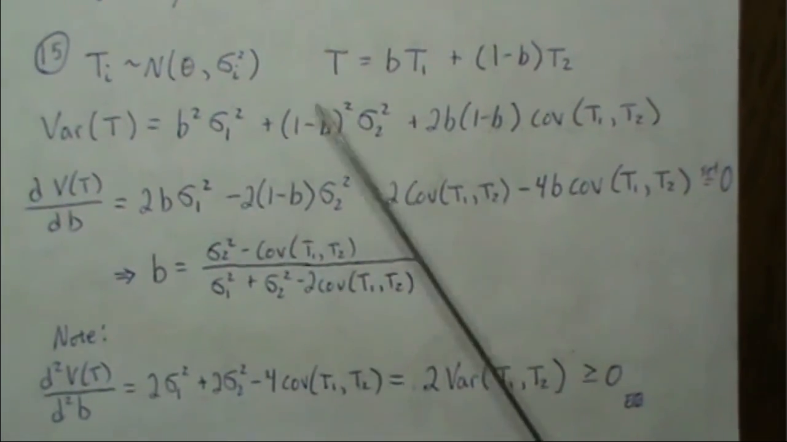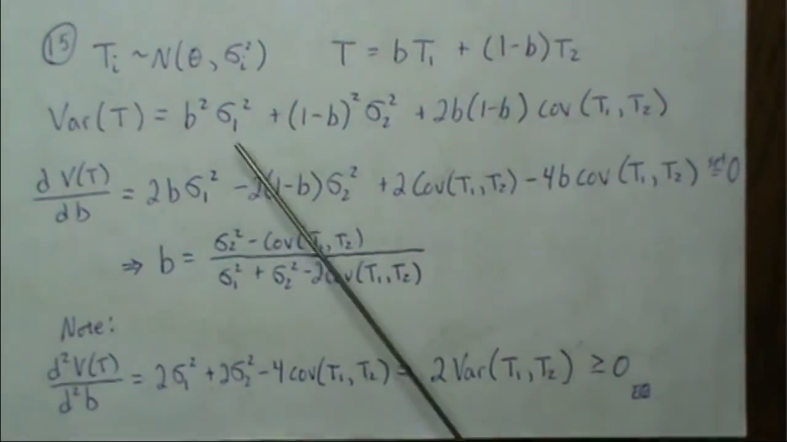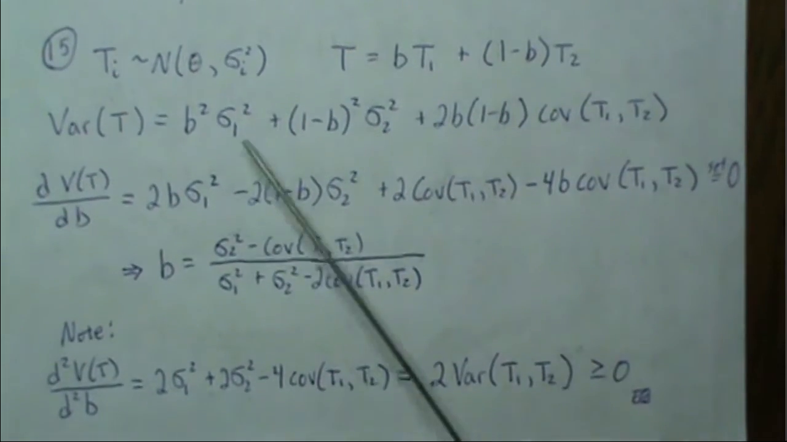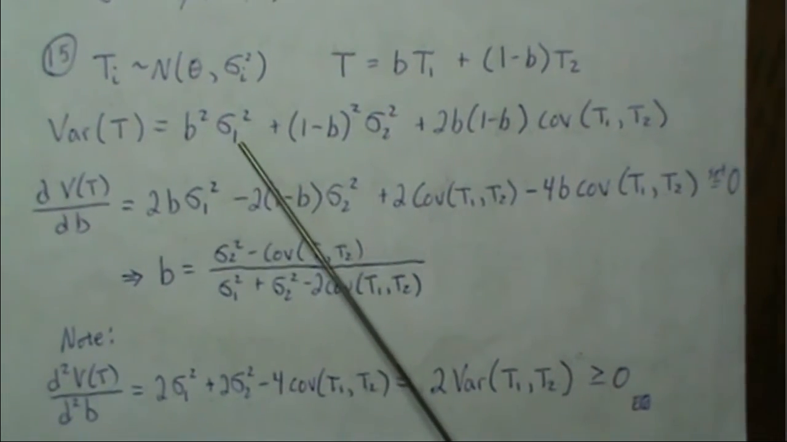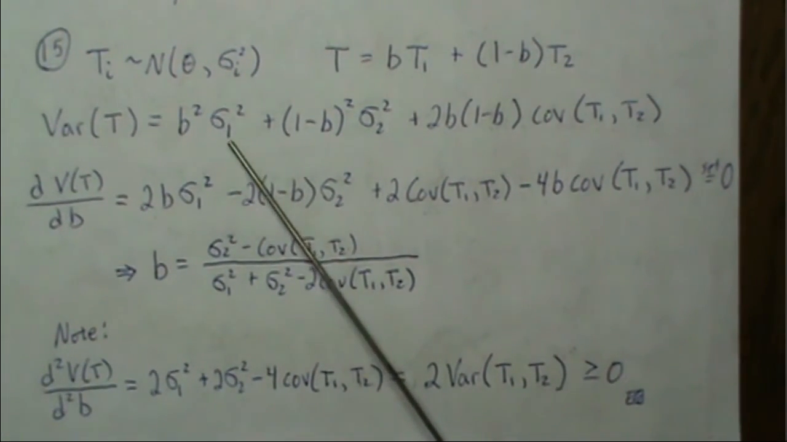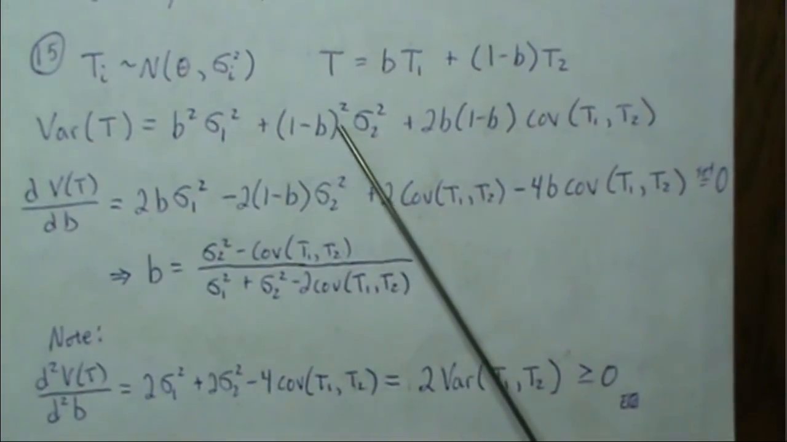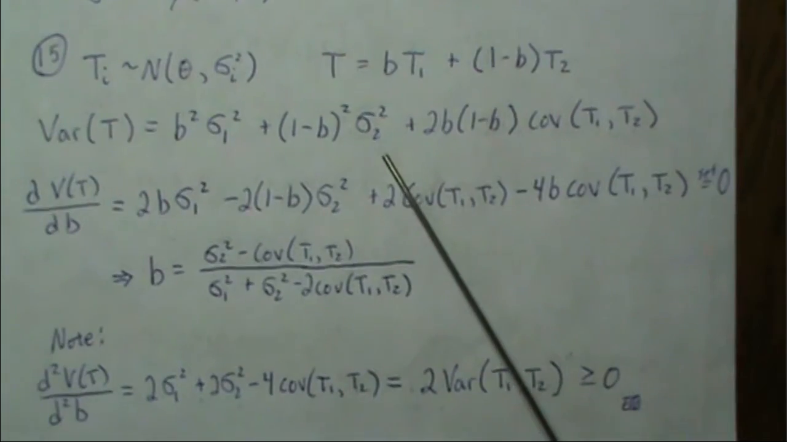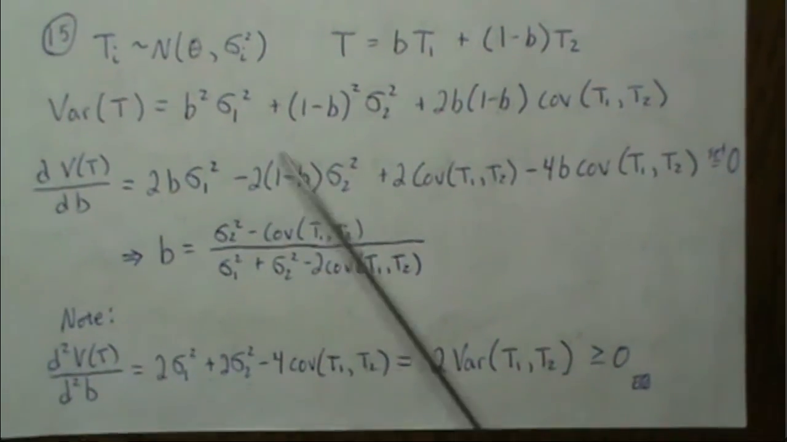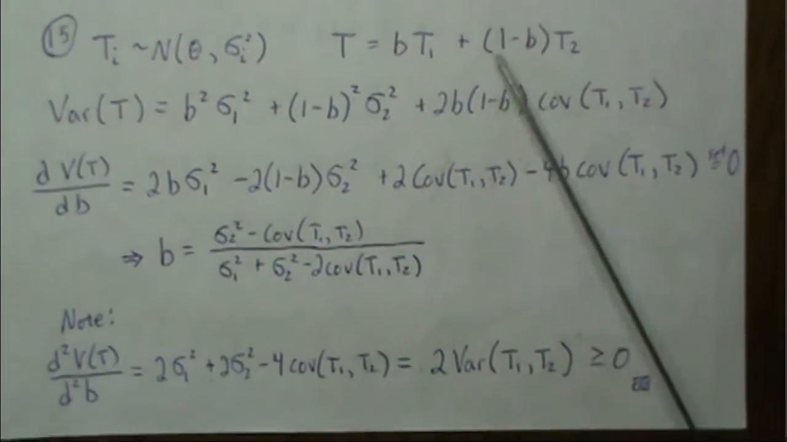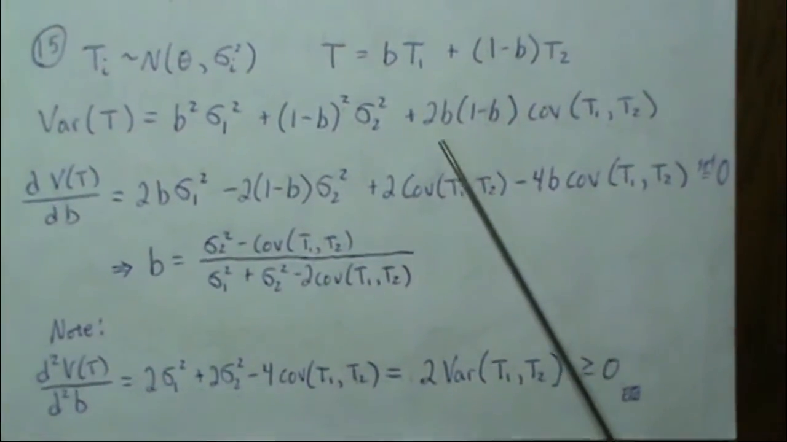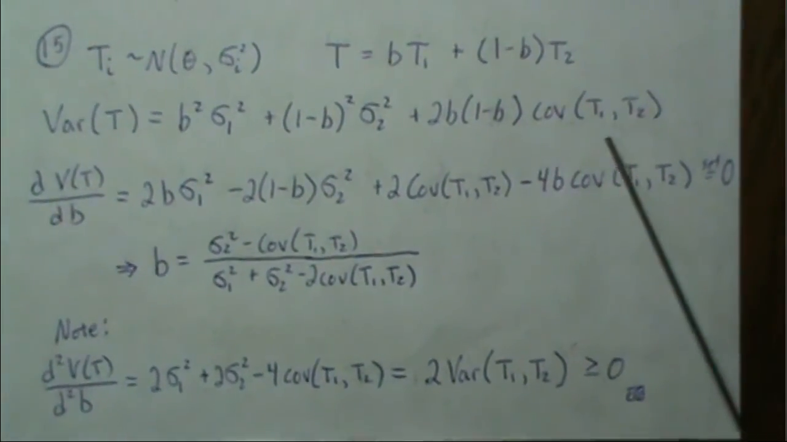Well, you take it into each of those. But you have to factor out a square. So that's B squared times the variance of T1, which is sigma 1 squared, and then it's 1 minus B squared, sigma 2 squared. And then it's 2 times the covariance of each of those, but the numbers also have to be pulled out front, and you get this.